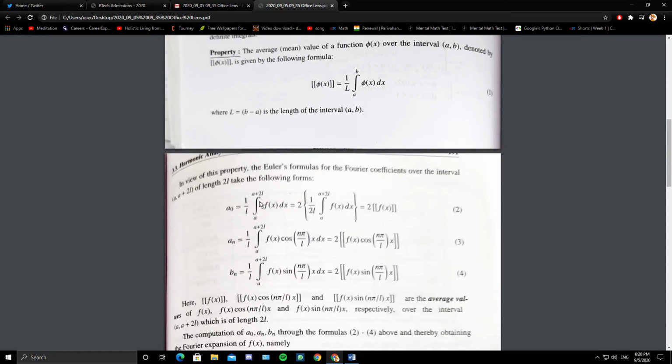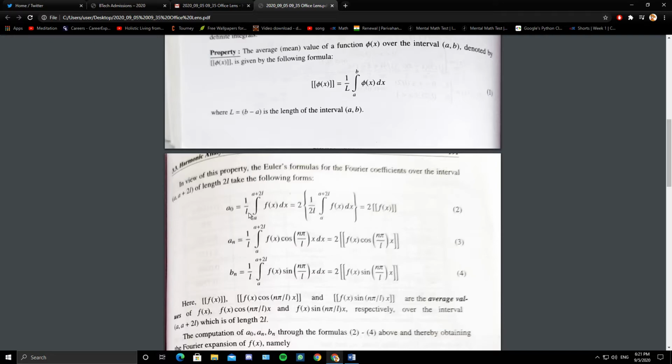Similarly, you have the formula for the function defined with the period 2l. So for a function defined in the interval a to a plus 2l, which is of length 2l, that is the period 2l. So what is a naught? 1 by l integral a to a plus 2l f of x dx. So what is b minus a? It is 2l, the difference between the upper limit and the lower limit.